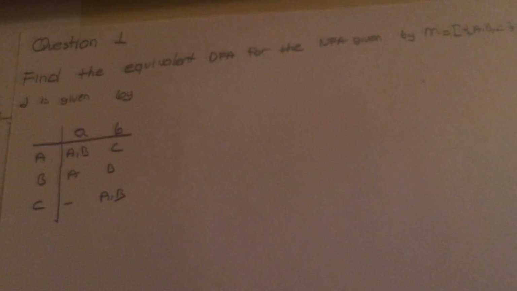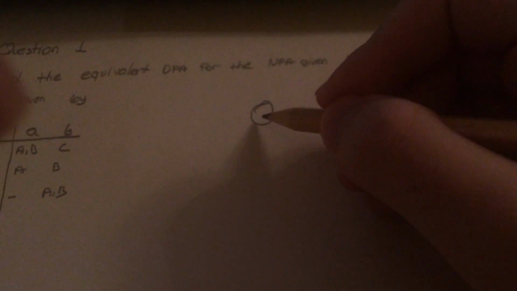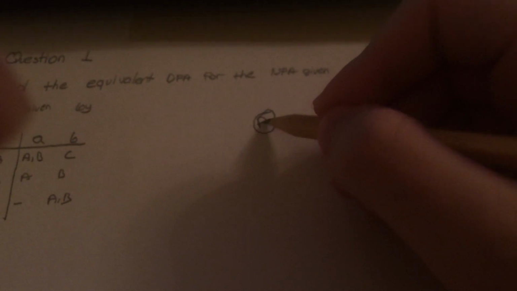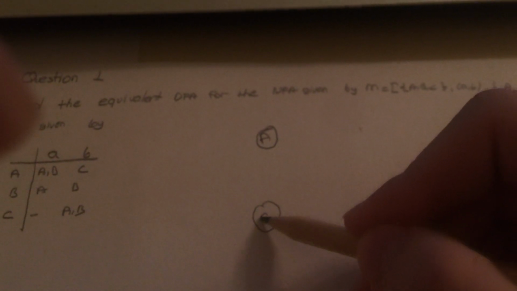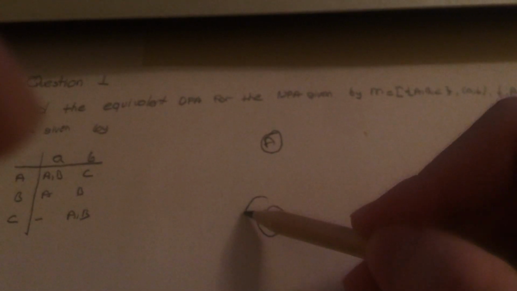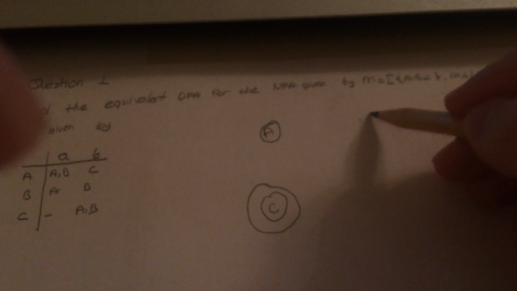So let's start with drawing our NFA, which has A, B and C. Let's draw it like this. Sorry if my hand is a little shaking. A, let's draw this C. C is the final state, so let's draw it double. And there's a B.